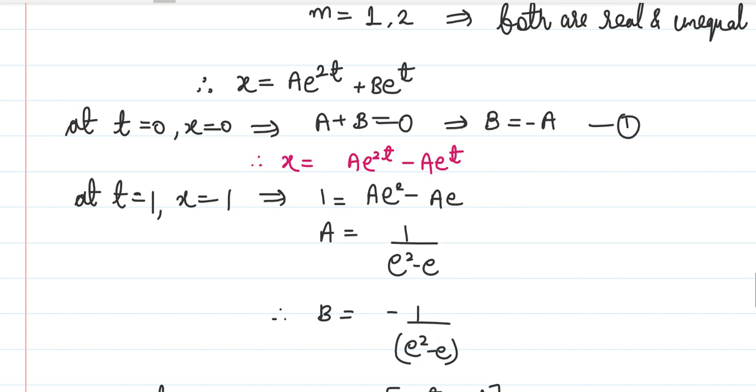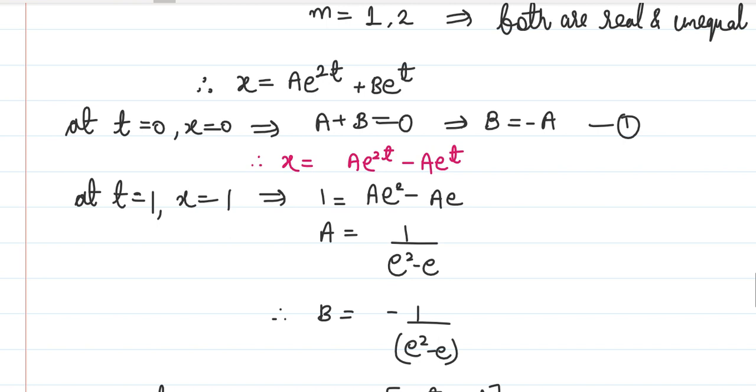At t equals 0, x is 0. So I put t as 0 and x as 0, so a plus b equals 0, so b is going to be minus a. So now the equation is going to be, replacing b with minus a, a e to the power 2t minus a e to the power t, and this is your new equation now.